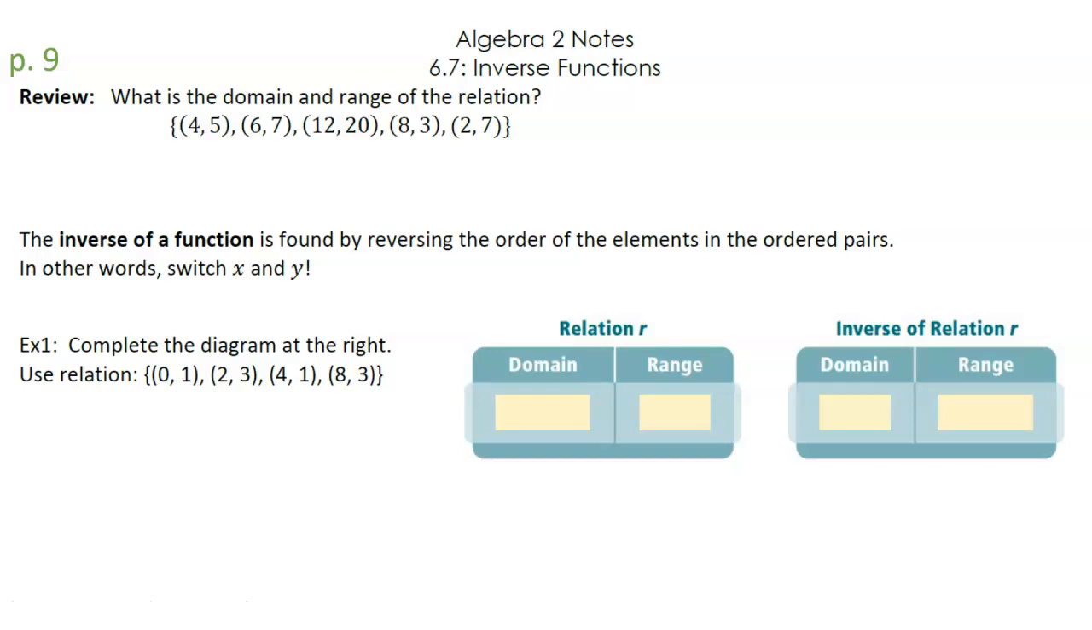So looking at the relation given, domain would be all the x values. Try to put them in order, smallest to biggest. So the domain would be 2 as the smallest, and then we've got 4, 6, 8, and 12. You can just list it out like that. So why don't you guys go ahead and list the range.